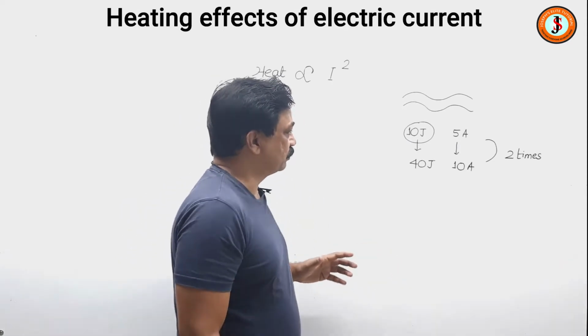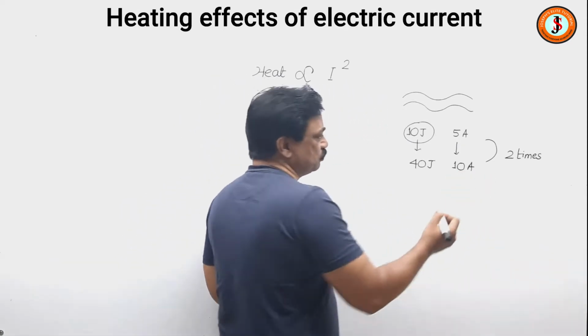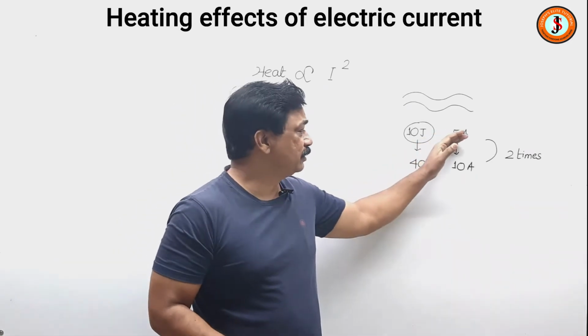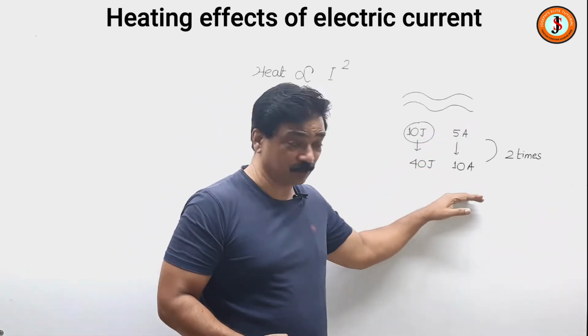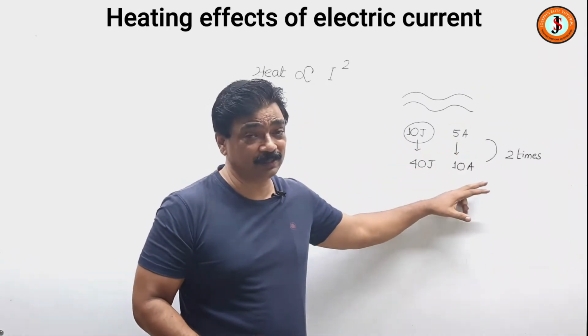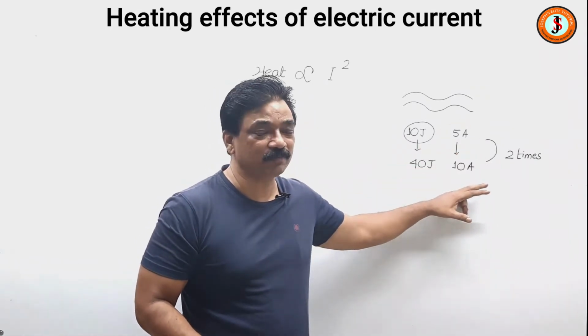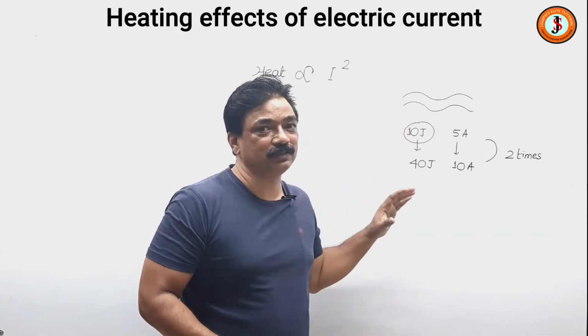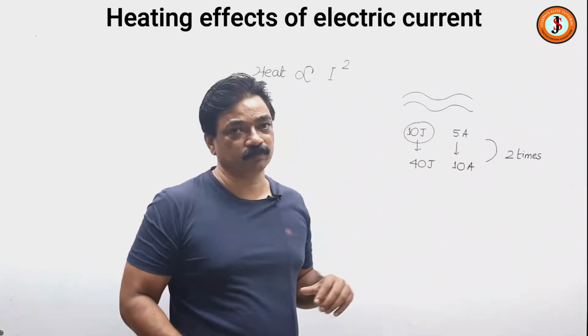Let me talk once more about this. If the current increases triple, that means it becomes 15 ampere, a 3 times increase. If the current increases 3 times, then the heat increases 3 squared, 9 times.